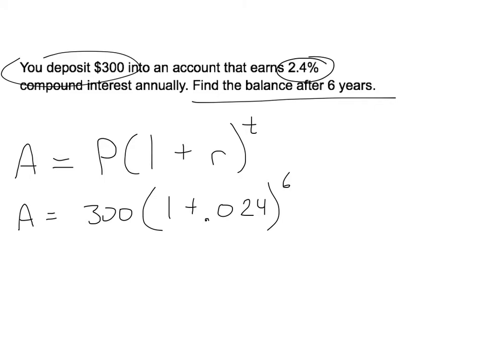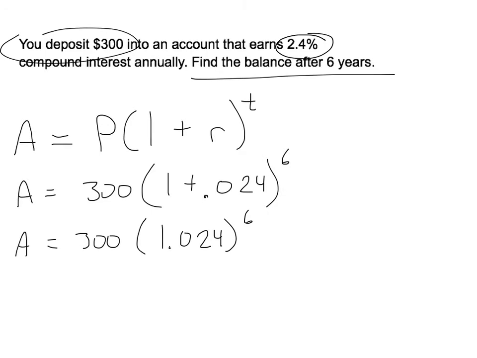All right, so let's do this. Got to obey order of operations on this side. So I have an exponent here, but I also have parentheses, so I need to do what's in there first. 1 plus 0.024 is just 1.024 to the power 6. And so then what I need to do is take 1.024 to the power of 6, and I'm going to have to use my calculator to do that.